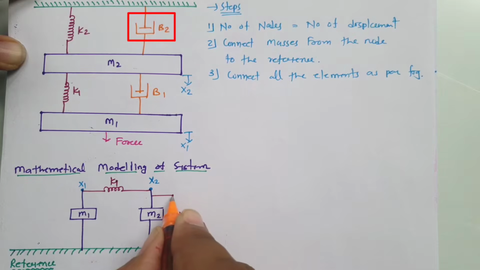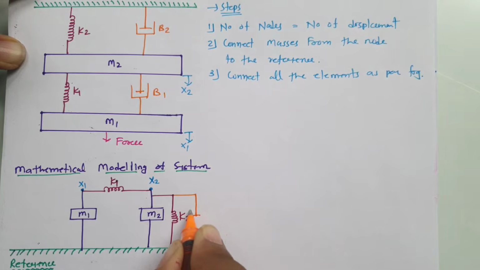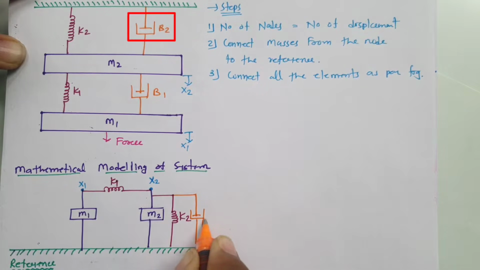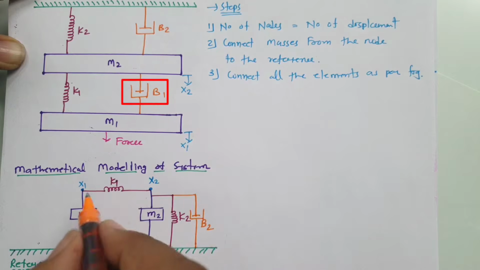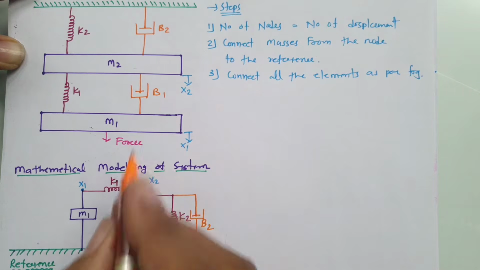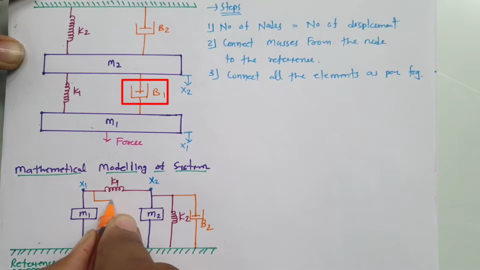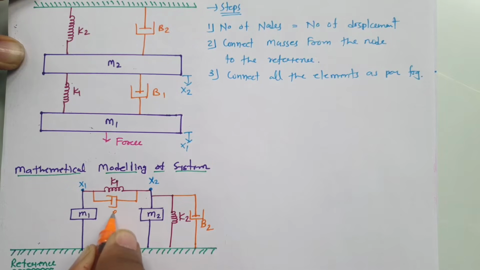Now you see this damper B2 is connected in between the reference and node x2. So I am connecting this damper B2 in between node x2 and the reference. And this damper B1 is there in between x1 and x2, so I am connecting damper B1 in between x1 and x2.